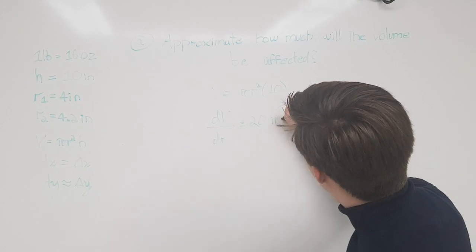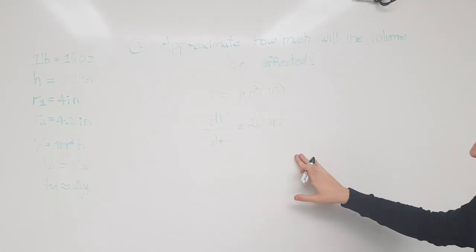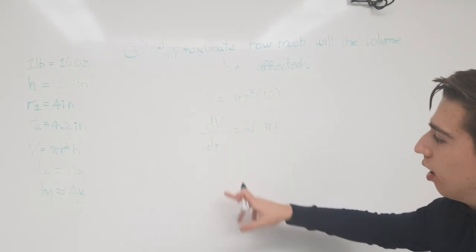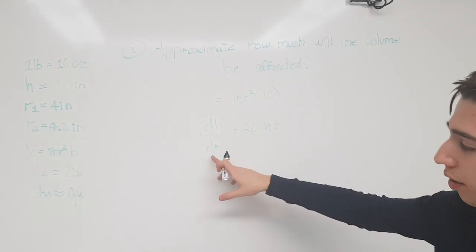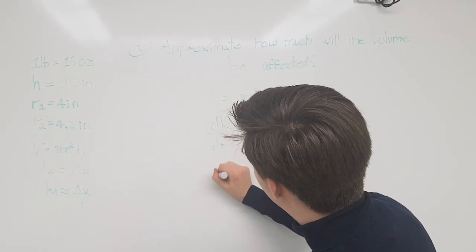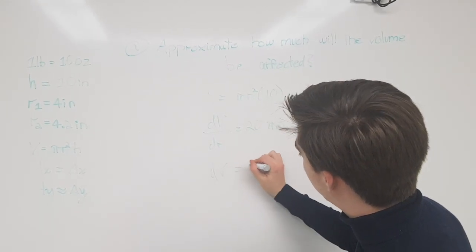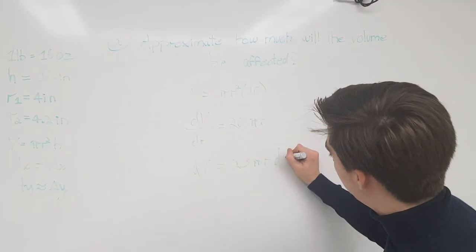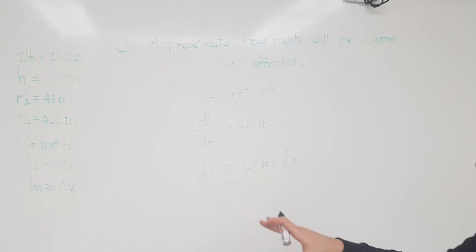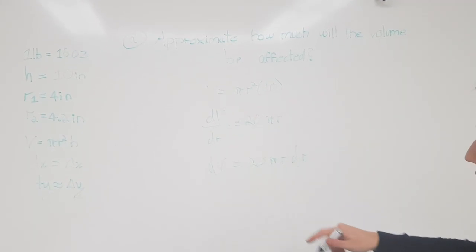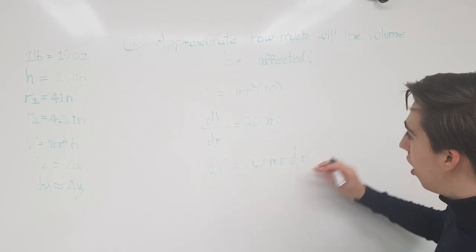20 pi radius. Okay, now we have this and we're looking for the differential of the volume, the dV. So we'll have to isolate it by passing the dr to the other side. So our final formula is dV is equal to 20 pi r times dr. Now we have to plug in each value to get the approximate volume change.